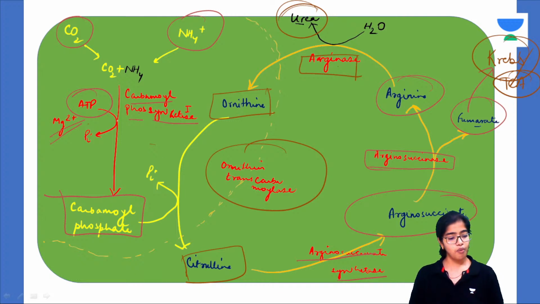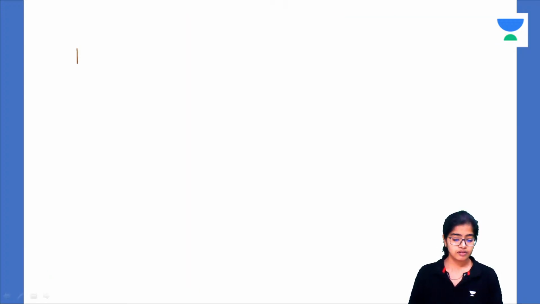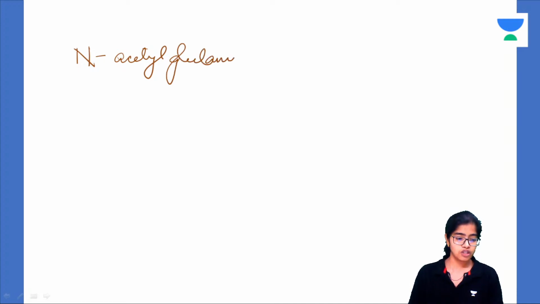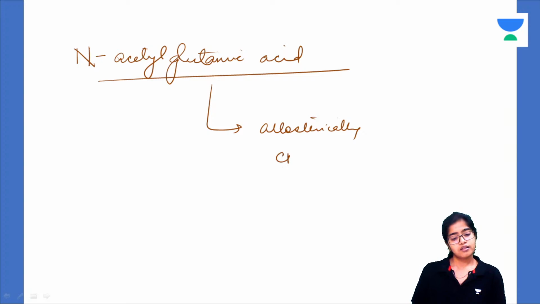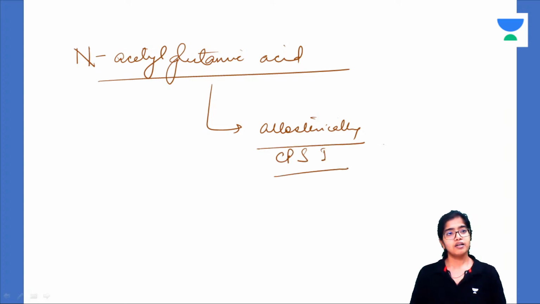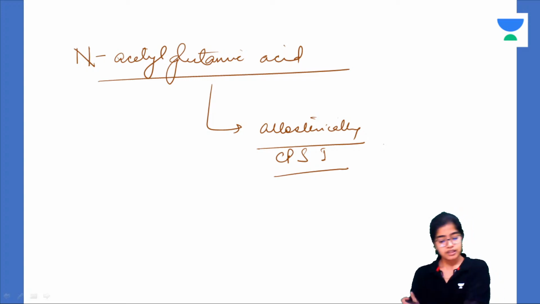And this important enzyme, carbamoyl phosphate synthetase, is regulated by what? It is regulated by a compound that is N-acetyl glutamic acid, which allosterically activates carbamoyl phosphate synthetase 1. Understood? N-acetyl glutamic acid. Got it or not?